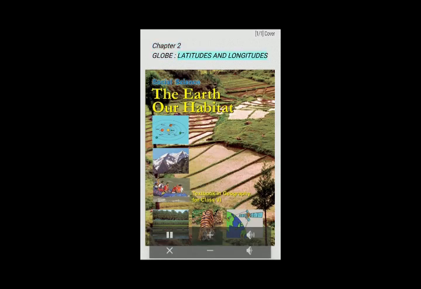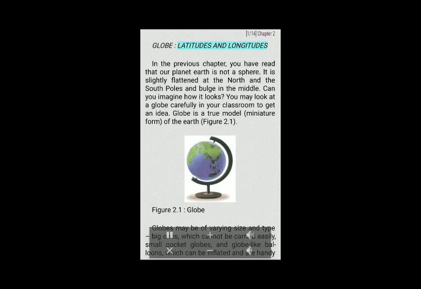Chapter 2. Globe. Latitudes and Longitudes.